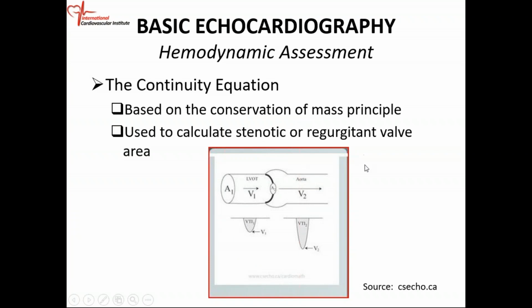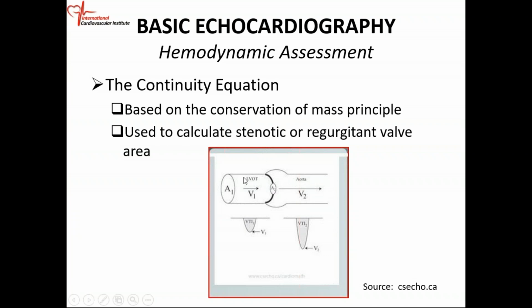Again, if you take a closed circuit and you say you have point 1 and point 2, and at point 2 there's a narrowing. The flow is going to be the same. The flow at point 1 and point 2 is going to be the same, but whenever you get a narrowing, the velocity or the TVI is going to be increased.